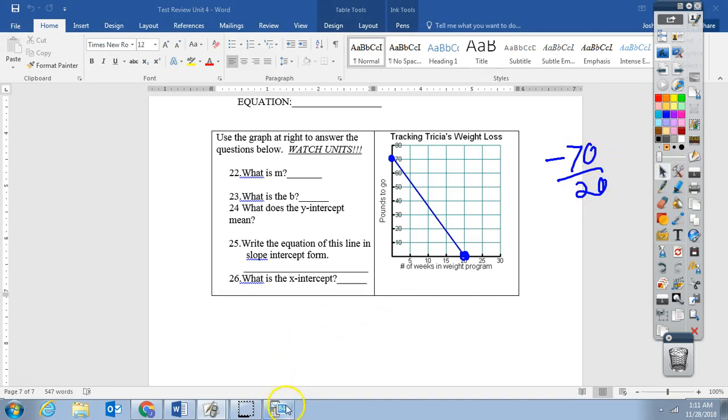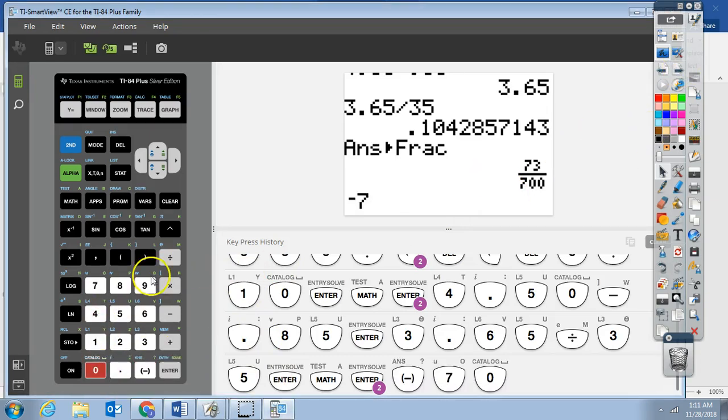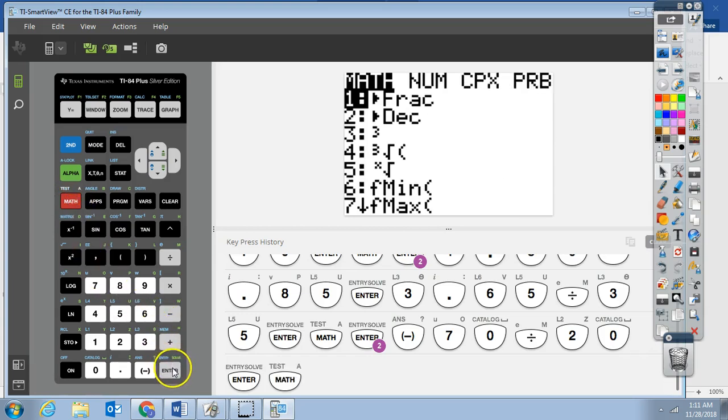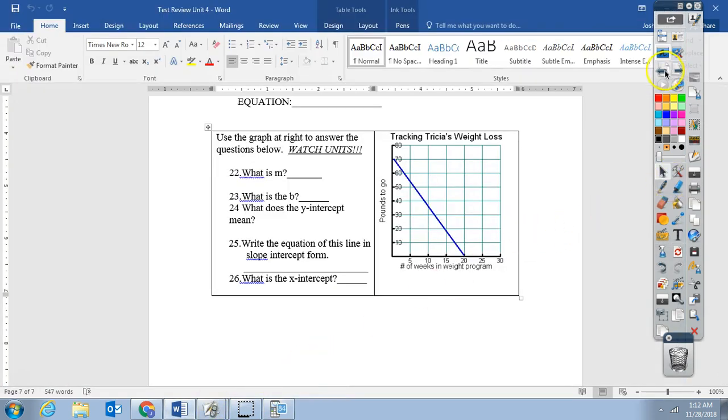Let's talk about what you would do in the calculator. If you took negative 70 divided by 20, that would give you a decimal answer. In real life, that may be useful to have that decimal answer. For slope, which is still real life, but you need the rise over run, you have to hit math, enter, enter. That's negative 7 halves. So my slope reduces to negative 7 over 2. There's my slope.